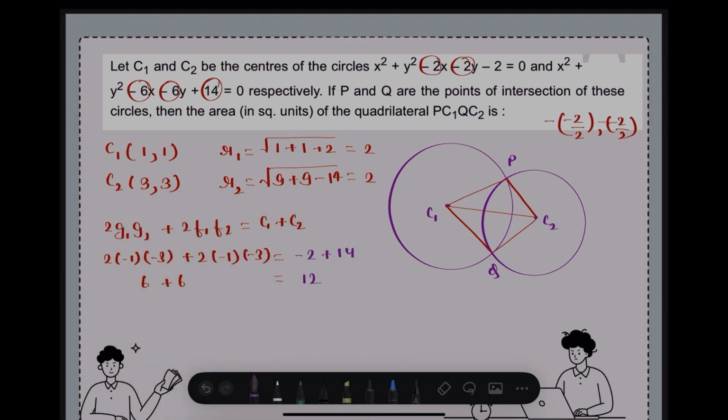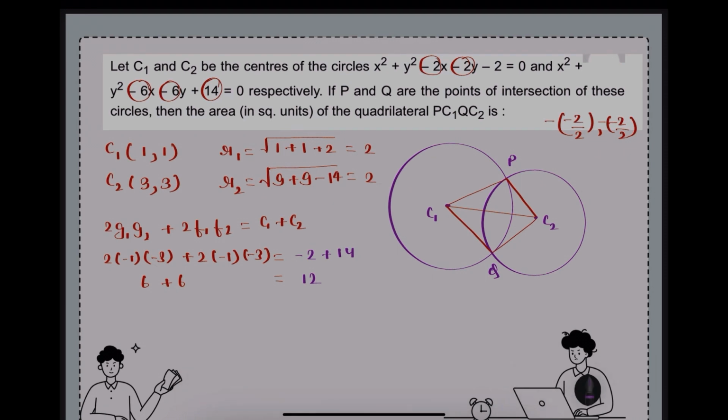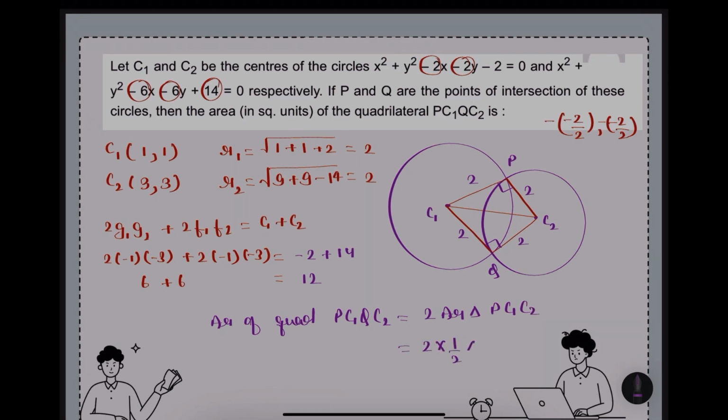This means both circles are orthogonal. So if it is orthogonal, it is 90 degrees. You know it is 2, it is 2, it is 2, it is 2. So can I write the area of quadrilateral P C1 Q C2 is equal to 2 times the area of triangle P C1 C2. So 2 times half base height. So it is 4 square units.